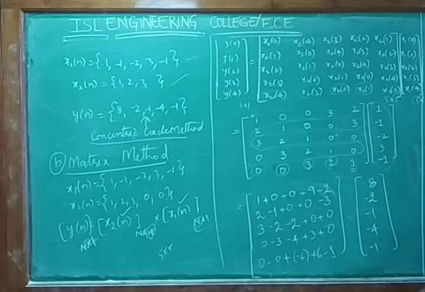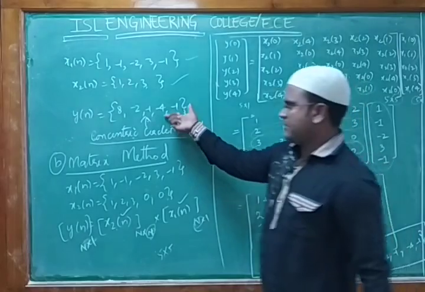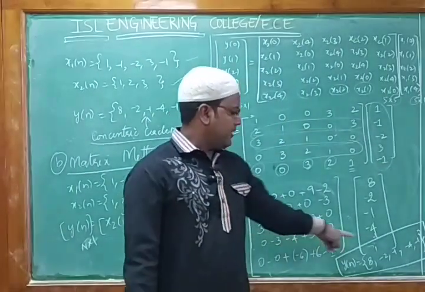So as you can see this sequence y of n, you have to write in terms of sequence. So what is the sequence? 8, minus 2, minus 1, minus 4 and minus 1. So you can see 8, minus 2, minus 1, minus 4 and minus 1.